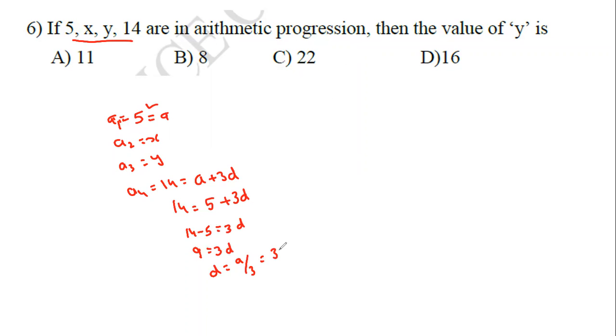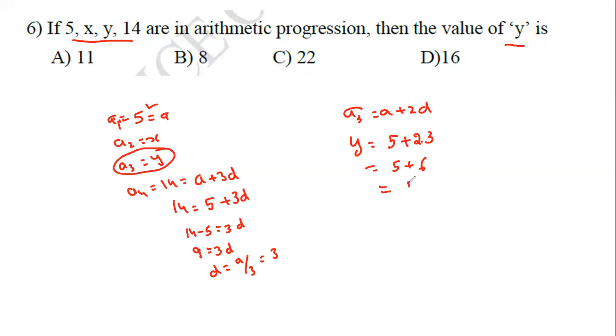So you will get d is equal to 3. But what is the question mark? Value of y is dash. So y means you need to find out a3. Is it right? So a3 is equal to a plus 2d. Value of a3, y, is equal to the value of a, 5, plus 2 into the value of d, 3. So 5 plus 2 3s are 6, 6 plus 5 is 11. So which option is right? Option A is correct.